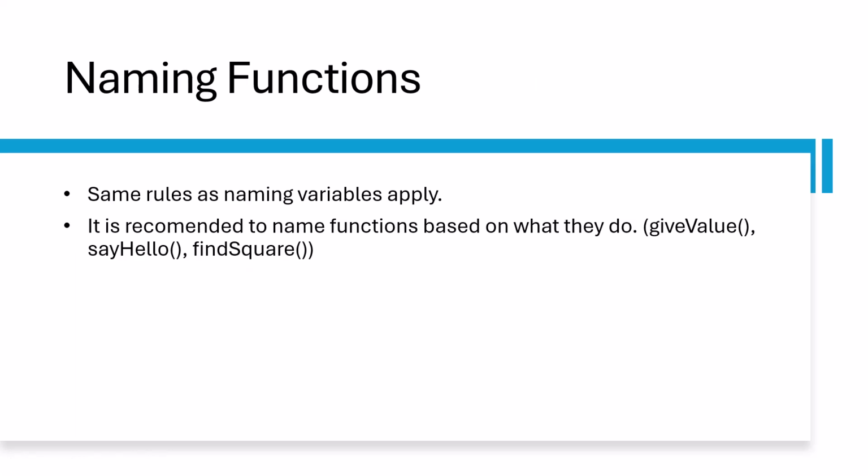Last but not least, let's talk about naming functions. The same rules as naming variables apply. For example, you can't start the name of your function with a number. You can only start it with a letter or underscore, and you can't use special characters. The way it is recommended to name your functions is to name them based on what they actually do. For example, a function named giveValue would give you a value once you call it, or a function named sayHello would say hello, or a function named findSquare would give you the square of a number. That's basically how functions work.